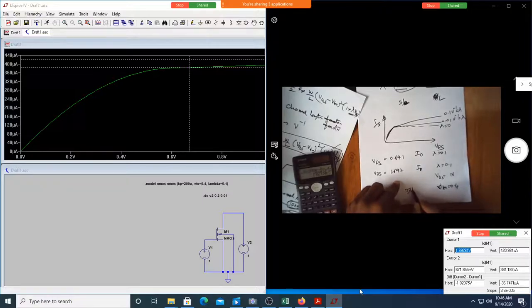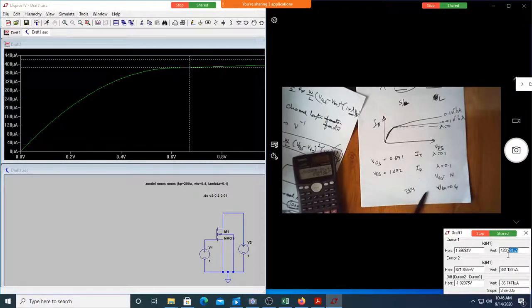Okay, 384 microampere are you getting here? Can you see for the first one it is 384 micro. For the second one you substitute VDS as 1.69, find out what is the current. Is it close to 420 microampere? Because now what we are trying to see is, even in saturation region the current is not constant because of lambda.